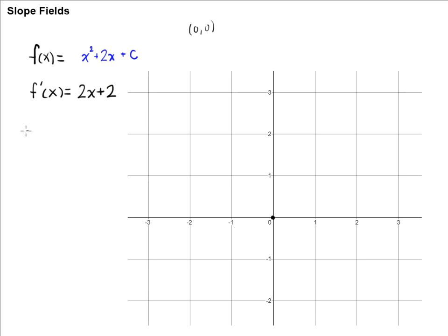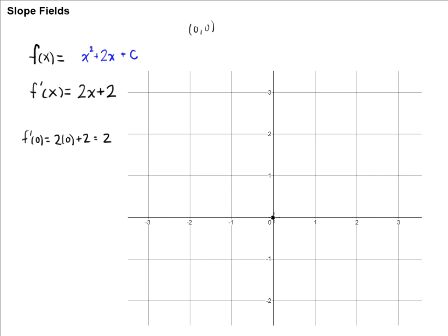So f prime of 0 is 2 times 0 plus 2, which is 0 plus 2, so I get 2. Okay. What this means is my antiderivative, whatever equation it happens to be, at this point right here, it's got a slope of positive 2. So what I'm going to do is on this graph, I'm going to draw a little line segment that has a slope of positive 2.